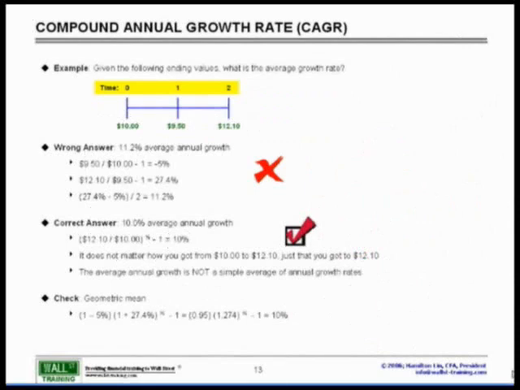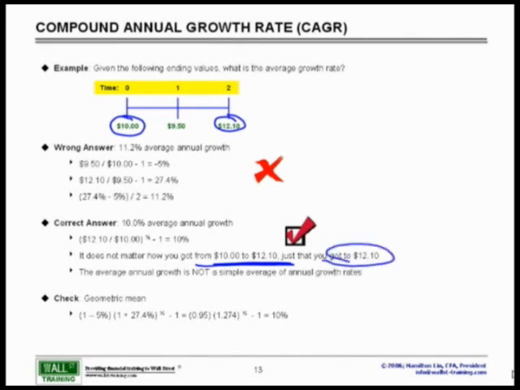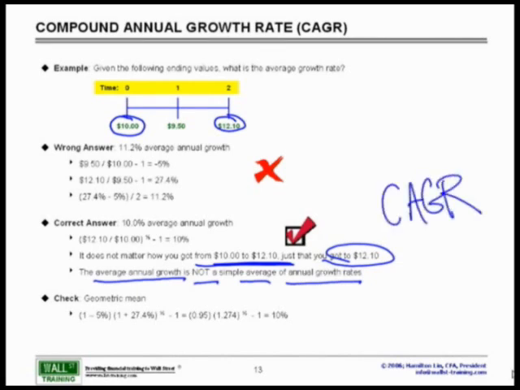We do not care about how you got from 10 to 12.5 to 10. We do not care how you went from time period 0's cash flow to the last time period's cash flow. The fact is we got to the 1210. That's what we care about. In other words, to reiterate this, the average annual growth rate is not a simple average of the annual growth rates. This is what we mean by CAGR, compound annual growth rate. All we care about is the first cash flow and the last. We do not care about what happened in between.